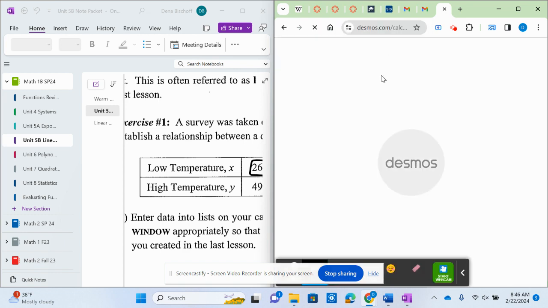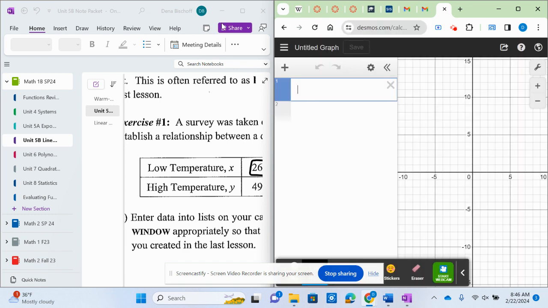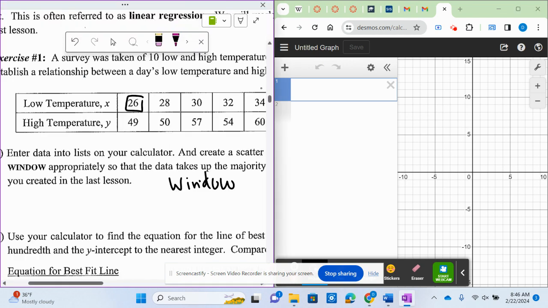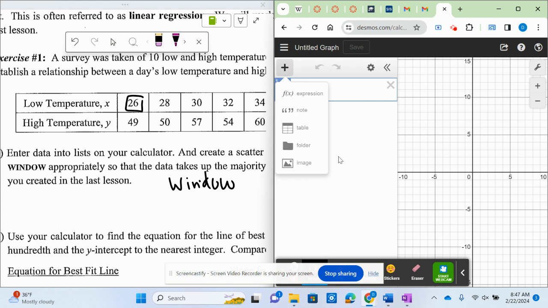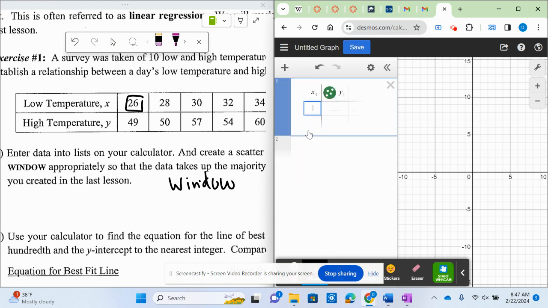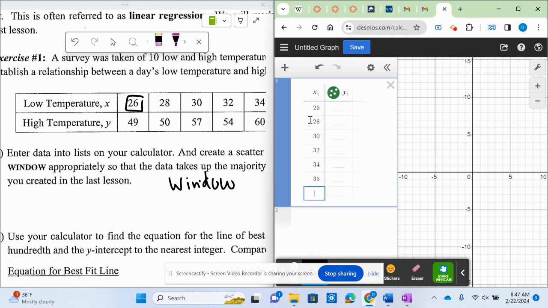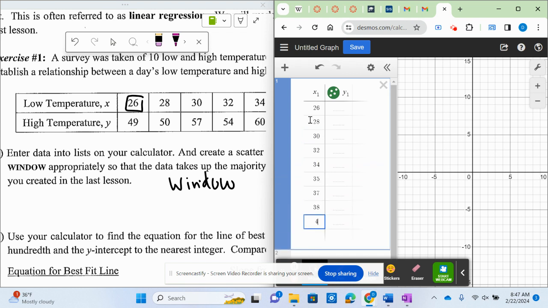So do you guys know how to make a table appear in Desmos? How do I get a table to come up in Desmos? I press the plus and I choose table. Okay. So I have to input my X values again. So if someone could rattle them off for me, that would be great. That's it? 45? Okay. Will you do the Y's for me, please? And thank you, sir.